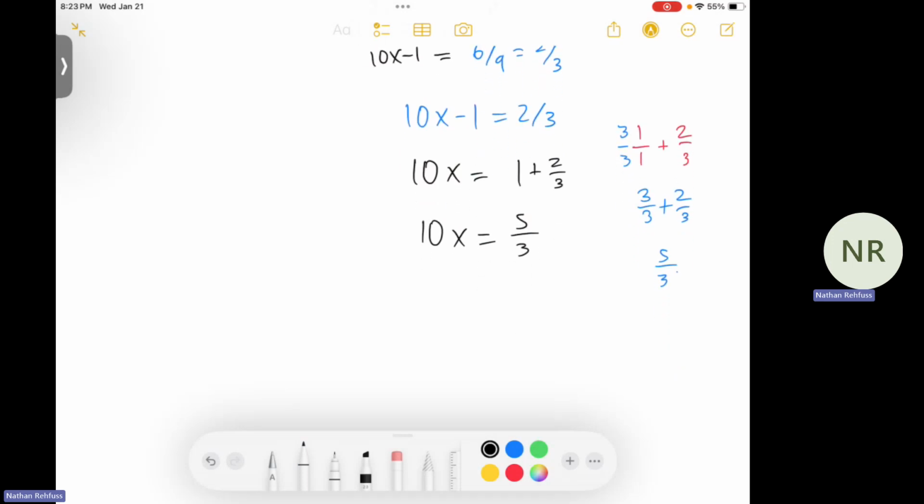Now divide both sides by 10. X is 5/3 divided by 10. What should I write? Times 1/10. Dividing by 10 is the same as multiplying by 1/10. If you multiply both sides by 1/10, 10 times 1/10 is 1. So that works. X is 5/30, which reduces to 1/6. And that's the correct answer.